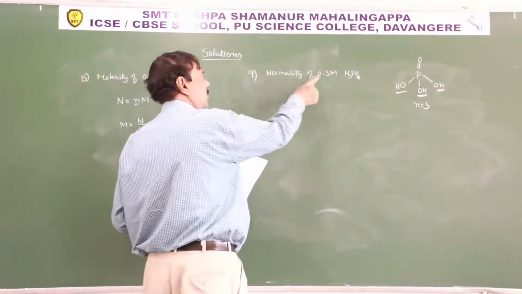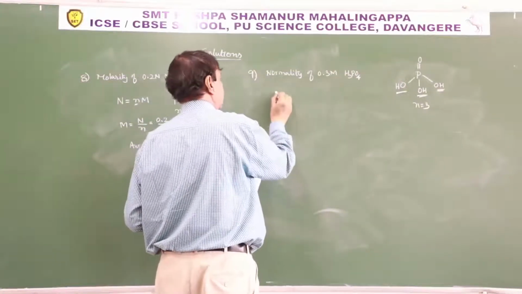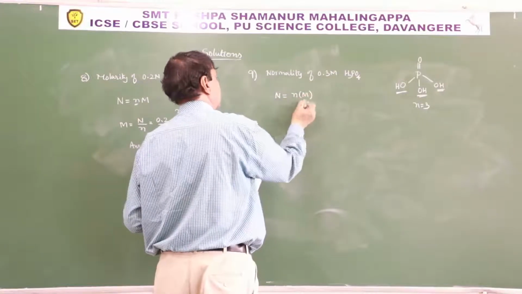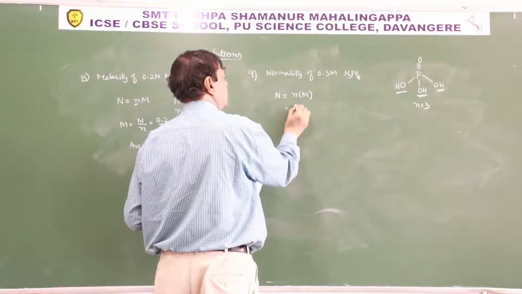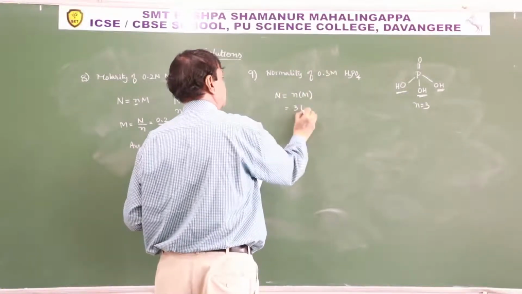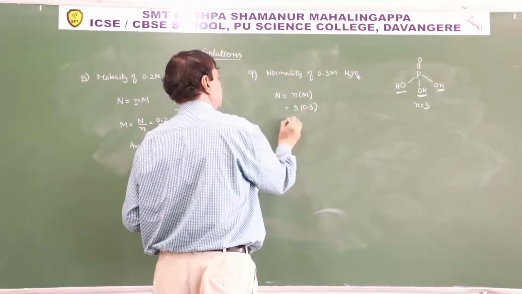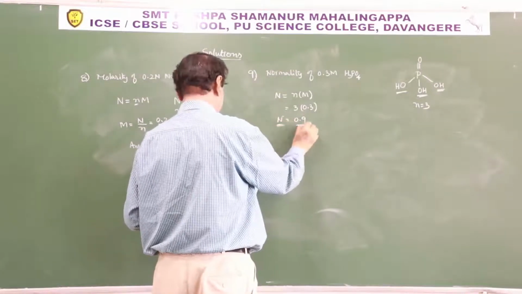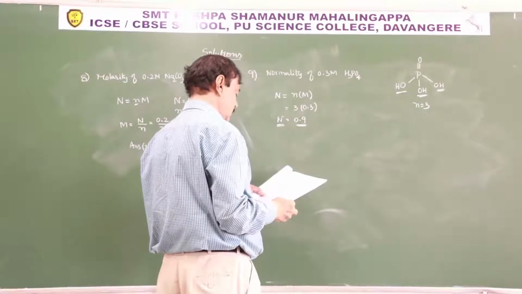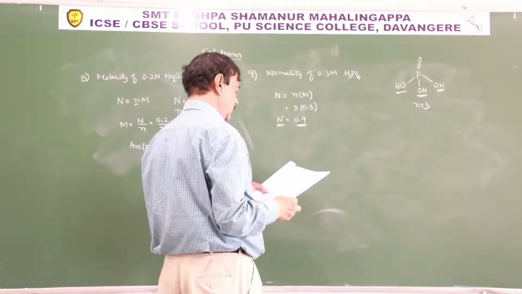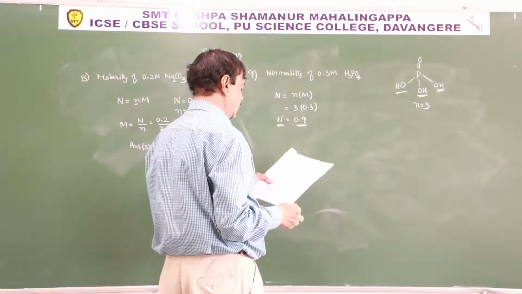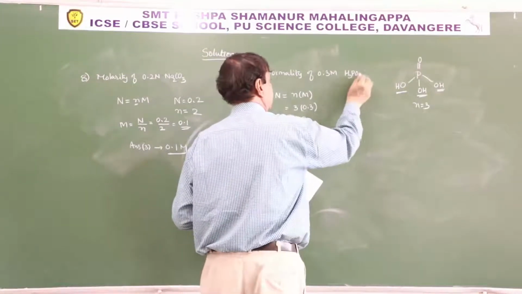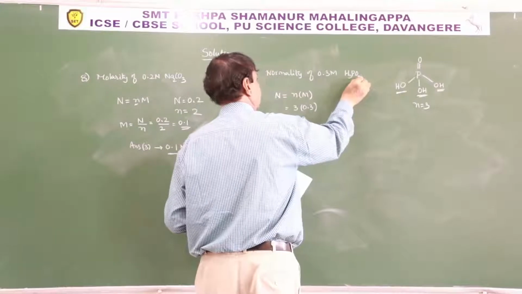Molarity is given and I have to calculate the normality. Therefore, N is equal to n into M, where small n is given as 3 and molarity is 0.3. That is equal to 0.9. Therefore, normality of the solution is 0.9. Normality of the solution, 0.3 phosphorus acid, not phosphoric acid, phosphorus acid.